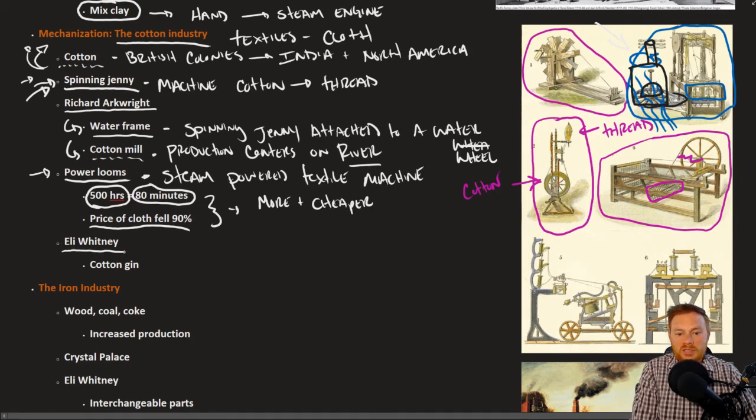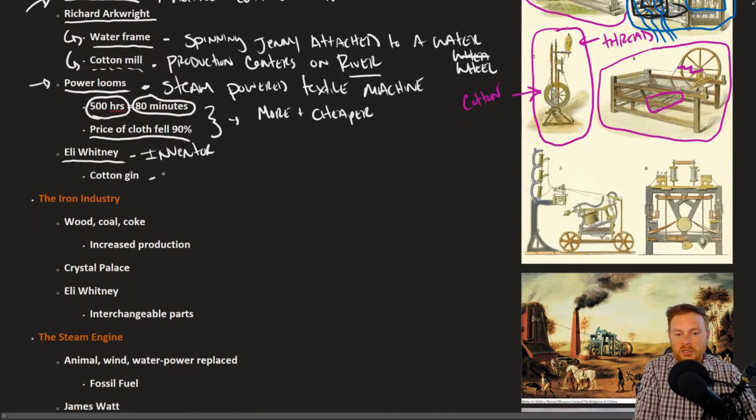Other inventors like Eli Whitney, we'll call him an inventor, helped speed up this process specifically with textiles with the cotton gin. The cotton gin removed seeds from cotton. Previously, people had to do it by hand. Now with the cotton gin, a lot more cotton could be harvested.